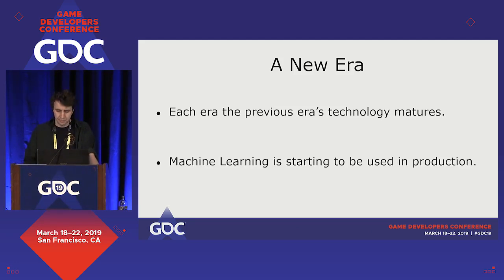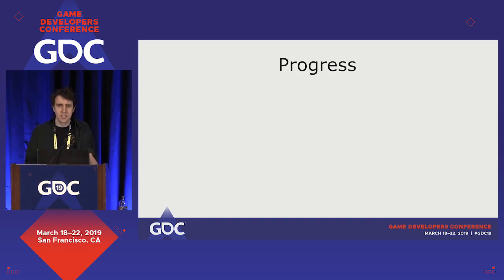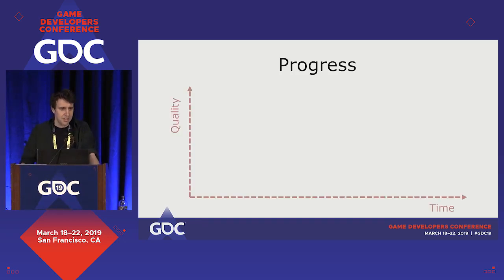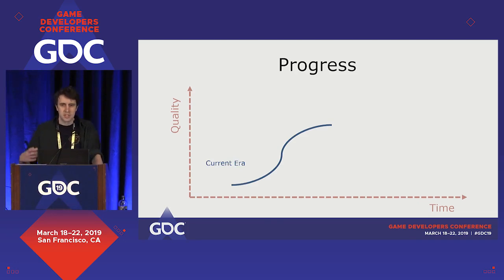That's what I imagine. Another way to look at it is a bit like this. If we plot quality against time, we can see an era as being something like this. In the beginning, some new technology comes along and it's hard to work with, and progress is quite slow. And then it reaches an inflection point and we get a real boost in quality, and it starts to be used very heavily. And then we start to get diminishing returns as we try and improve on this technology.